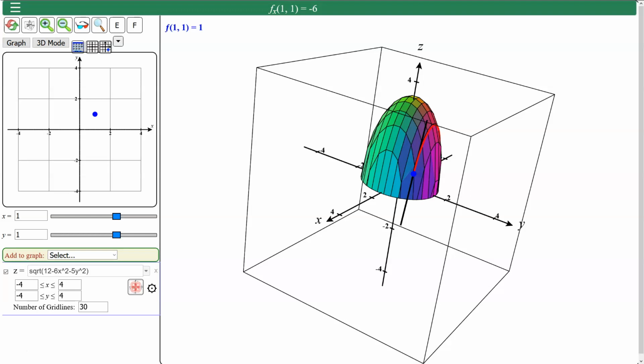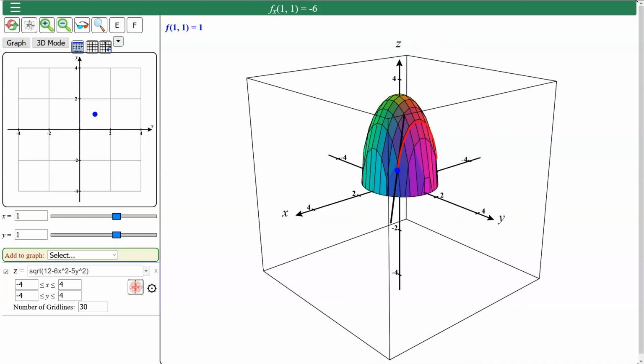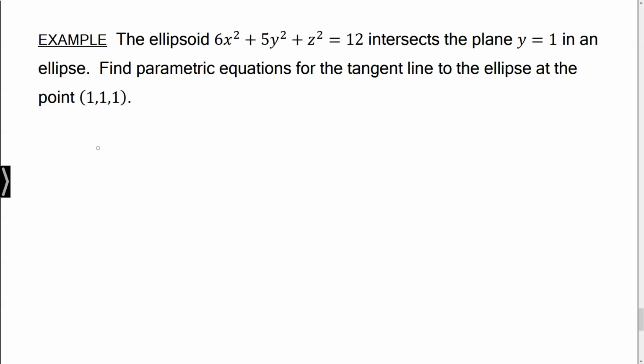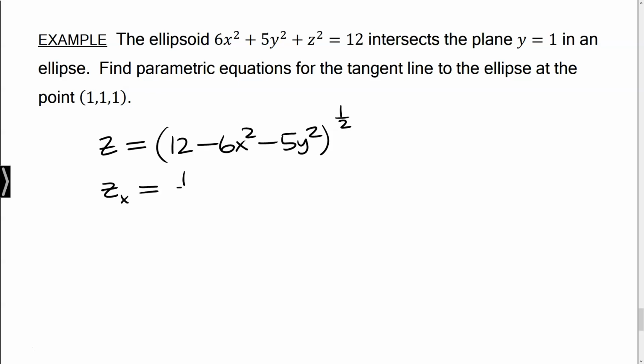And so you can see here, it says up here negative 6, so we should find that it's negative 6. So let's go ahead and actually compute that, make sure that's what we get, and then let's think about what the parametric equations are going to be here. Okay, so we said z equals (12 minus 6x squared minus 5y squared) to the 1/2, which means the partial with respect to x is equal to 1/2 of all of this stuff to the minus 1/2 times the derivative of what's inside with respect to x, which would be minus 12x.